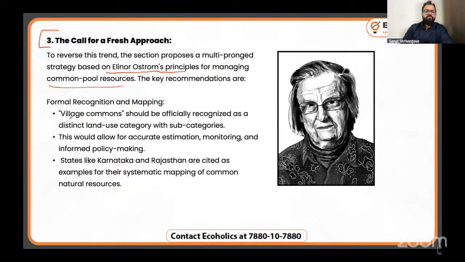So village commons should be officially recognized as a distinct land use category with subcategories. This would allow accurate estimation, monitoring, and informed policy making. States like Karnataka and Rajasthan are cited as examples of systematic mapping of common natural resources, lakes and all.